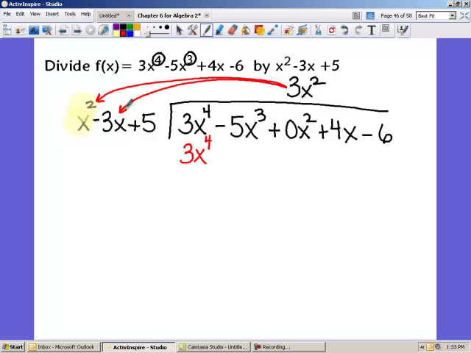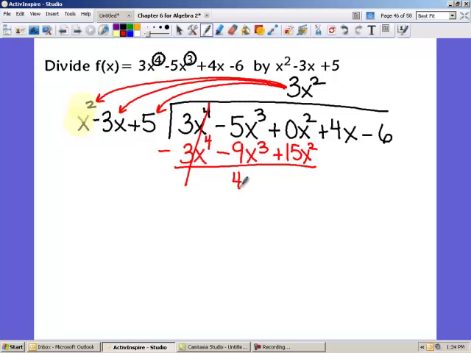Multiply by this one now, which would be negative 9x to the 3rd. And we have one last one to do it by, which would be positive 15x squared. And then we subtract. These go away. We have negative 5 plus 9, which is 4x to the 3rd. And we have 0 minus 15, which is negative 15x squared. And the last thing we do is bring down the positive 4x.